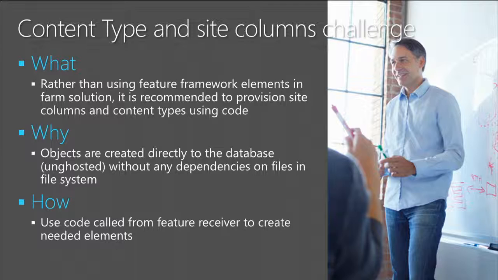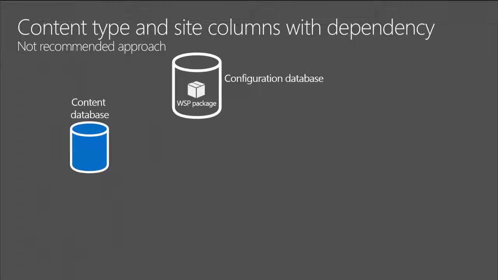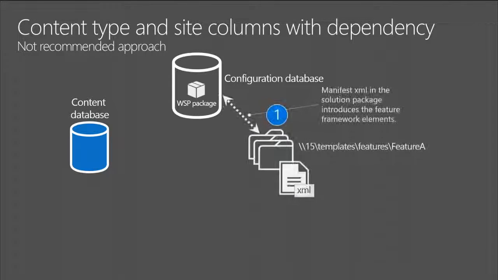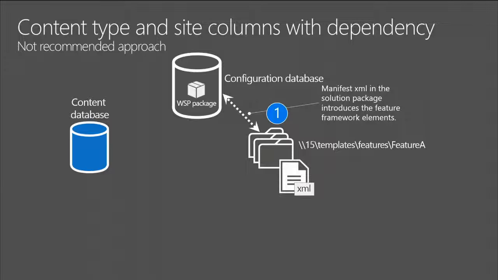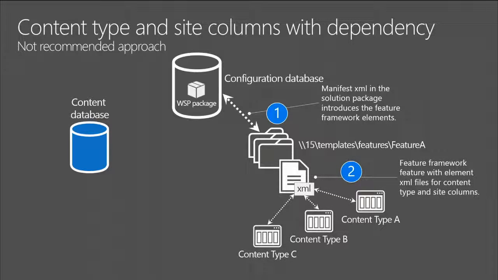So let me explain the challenge and how you can avoid that if you start creating new farm solutions in the future. Whenever we take a WSP package into use, we are essentially deploying a feature A. The feature A is responsible for deploying content types A, B, and C. Those content types are stored in the file system, in an element XML file, behind the 15 Hive: C, program files, common files, Microsoft Shared, Web Server Extensions, 15, template, features, feature A.